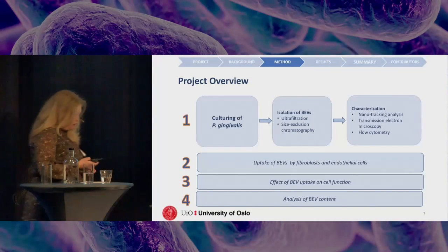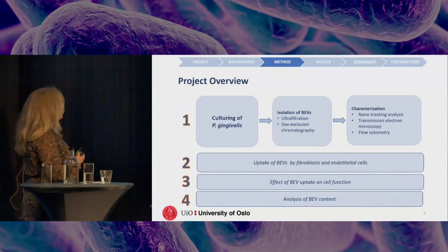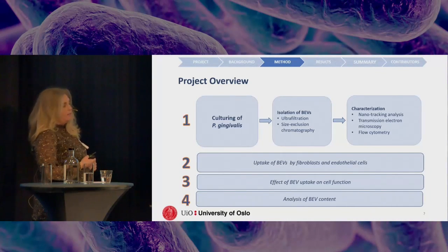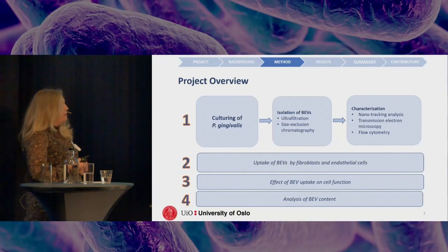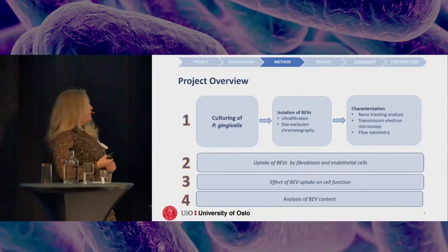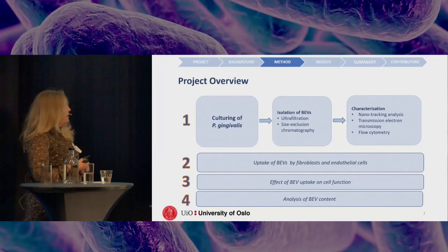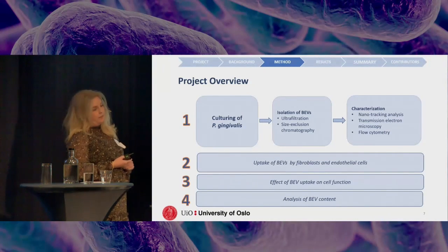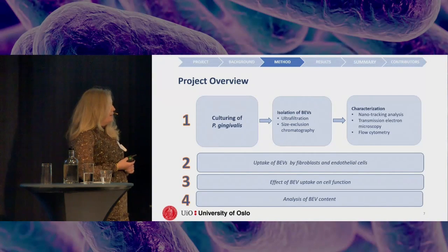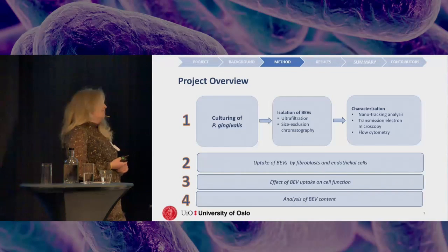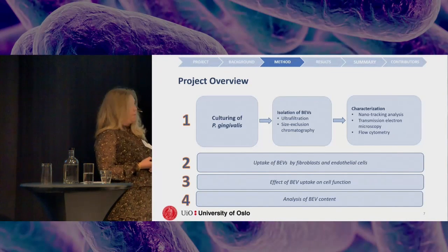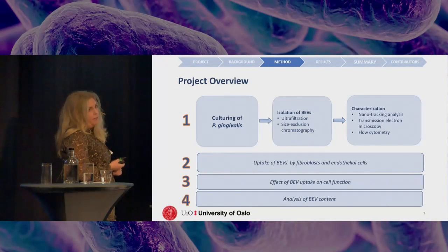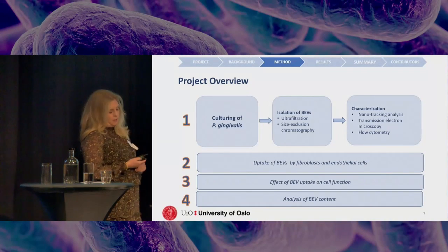So this is a short overview of my project. I'm going to present results from 1 and 2 today. First we culture the P. gingivalis, and then we want to isolate the bacterial extracellular vesicles, and we do that in 2 steps, ultrafiltration and size exclusion chromatography. Then we want to characterize the vesicles, and we do it with nanoparticle tracking analysis, transmission electron microscopy, and flow cytometry. And second, we have done some studies on the uptake of the vesicles into fibroblasts.